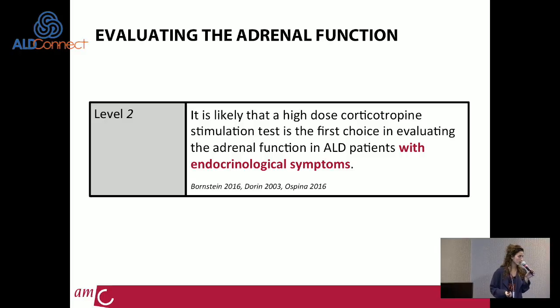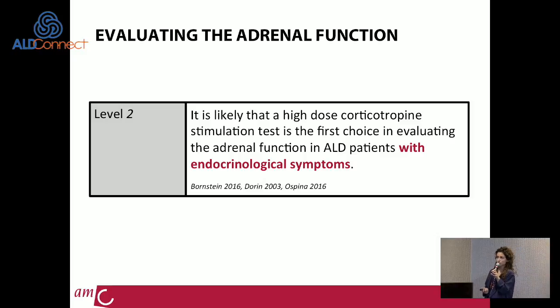I'll take you through a little example. So if we're looking at evaluating the adrenal function, you can see a level here, and this summarizes the amount of scientific evidence there is. So level 1 would mean you have the best perfect evidence to be able to answer your question. And level 4 would mean there's no evidence, so it would be the opinion of experts.